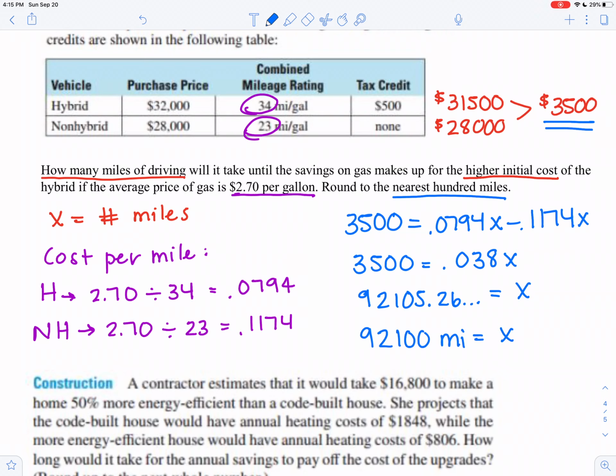And again, what we're answering here is how many miles have to be driven until the difference in the initial cost is equal to the difference in the cost of driving. And the cost of driving for each vehicle is equal to the cost per mile times the number of miles that are driven.